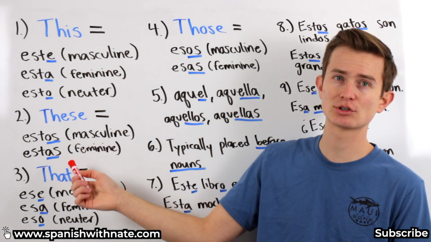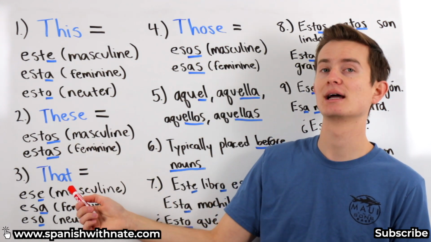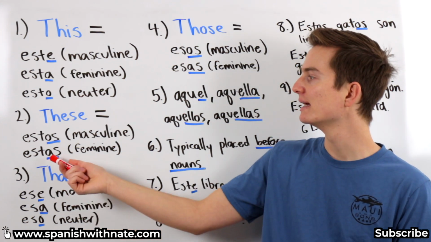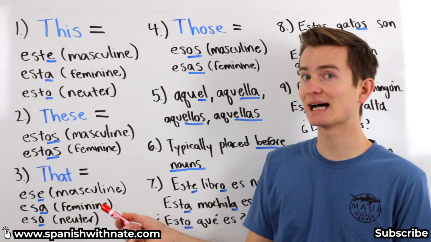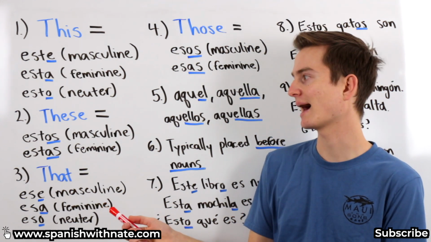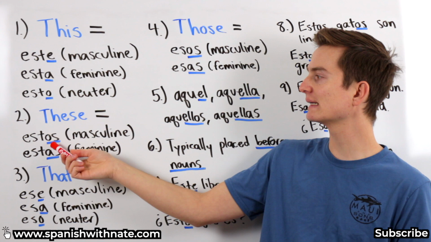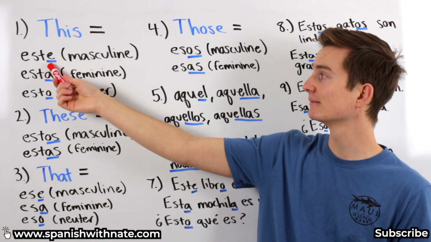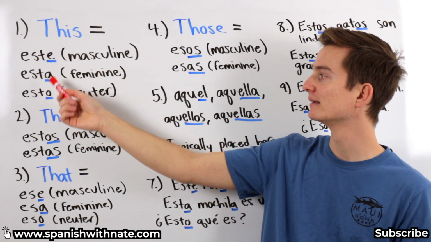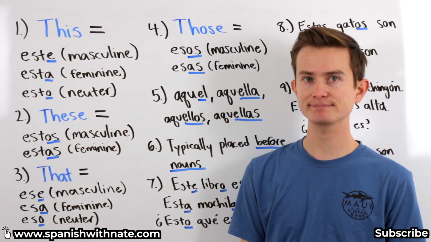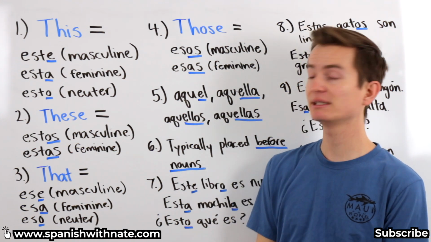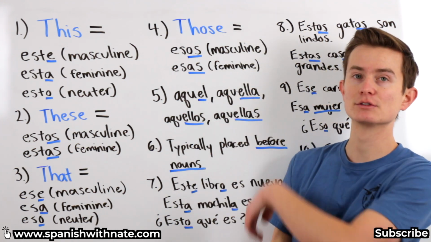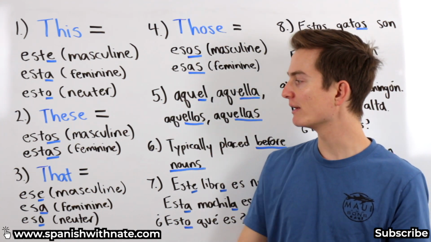Masculine: estos libros, these books, not estes libros. That would be wrong. Estas, feminine: estas mochilas, these backpacks. So all we're doing is adding on an os or an as to the end. So este, esta, esto, and then estos, estas. I hope this is making sense. If you'd like, take a photo of this so you have it. All right, so moving on.